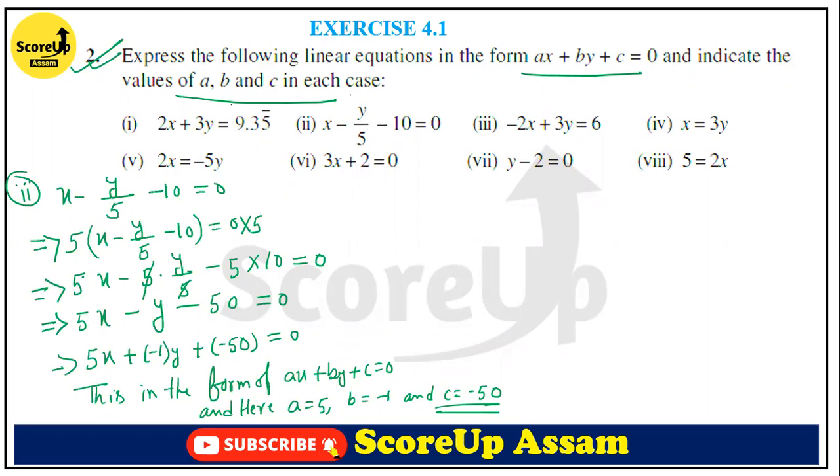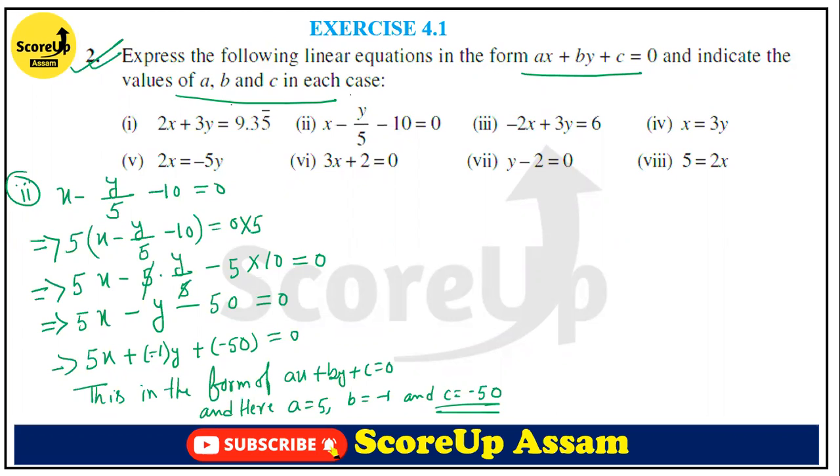See, after this we have multiplied 5 on both sides, and 5 into x, then this 5 and this 5 will get cancelled out, and here it will be 5x minus y minus 5 tens are 50. So 5x you can write in standard form as 5x plus minus 1 into y plus minus 50.